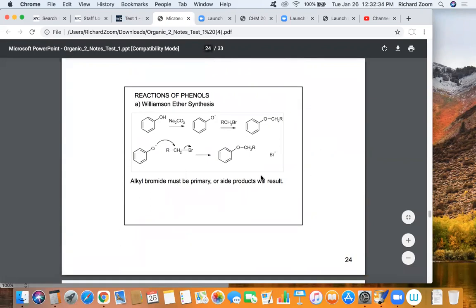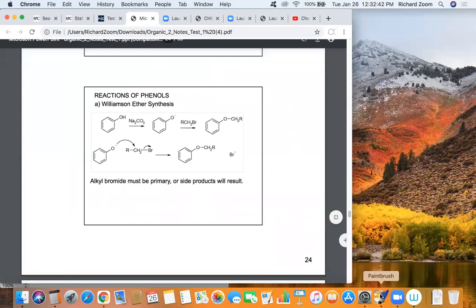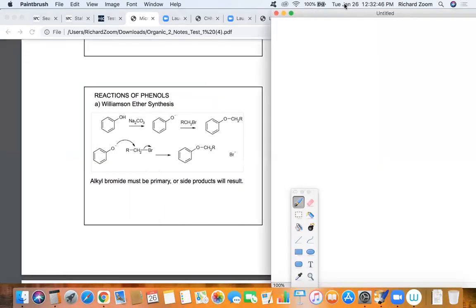So the way the Williamson ether synthesis works, this is the one that you've seen before. You would have seen it back in Organic 1, and it enables you to take a negatively charged oxygen and add it to an alkyl bromide, but the alkyl bromide needs to be primary, and that produces an ether, but it's specifically a phenyl ether.